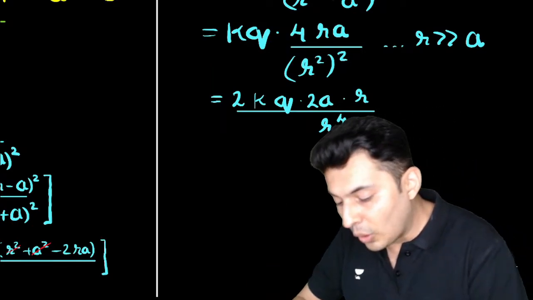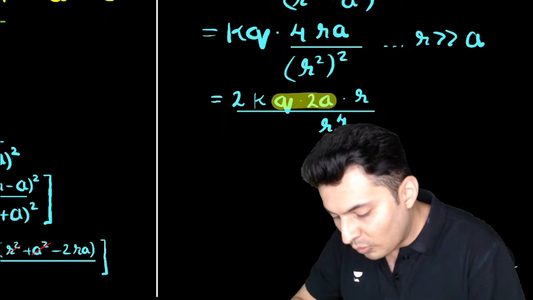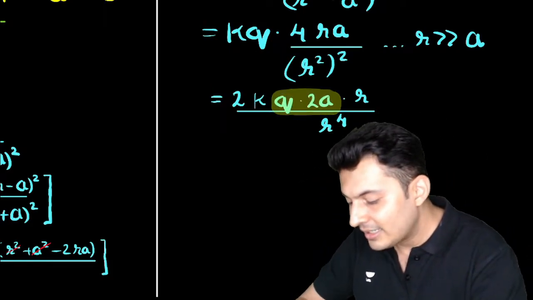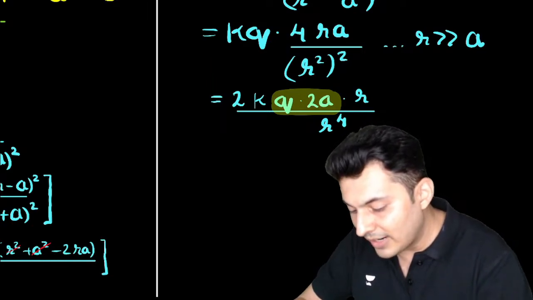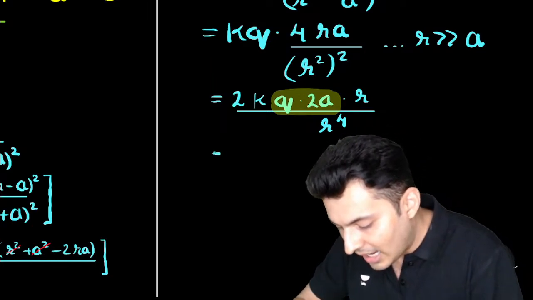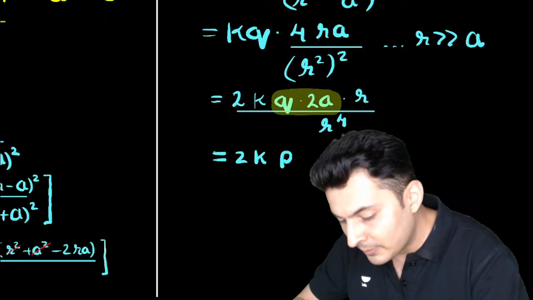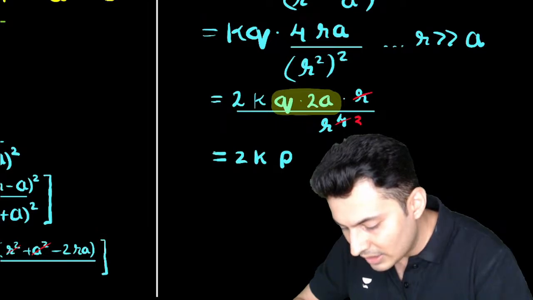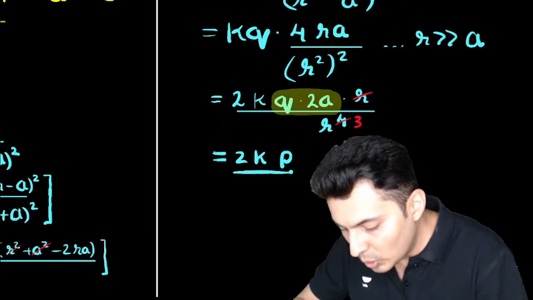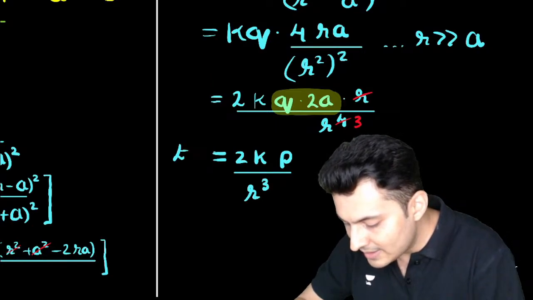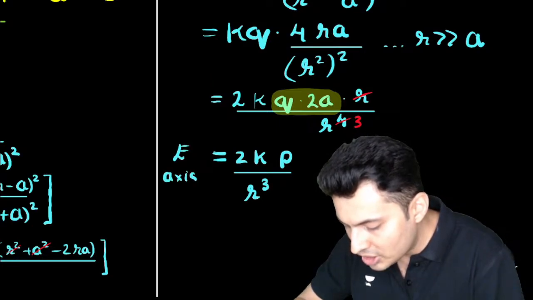Why did I do it? Observe this part. What is this Q into 2A? Deliberate attempt to simplify it, my dear students. I know that term is just the dipole moment, and this R will cancel with this. It will become R cube. So it will become 2KP divided by R cube. So that is the field on the axial position.